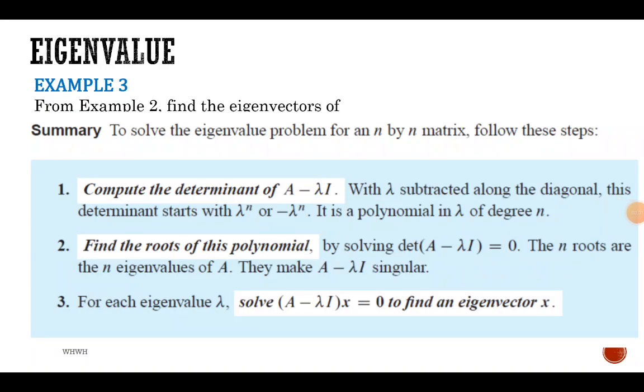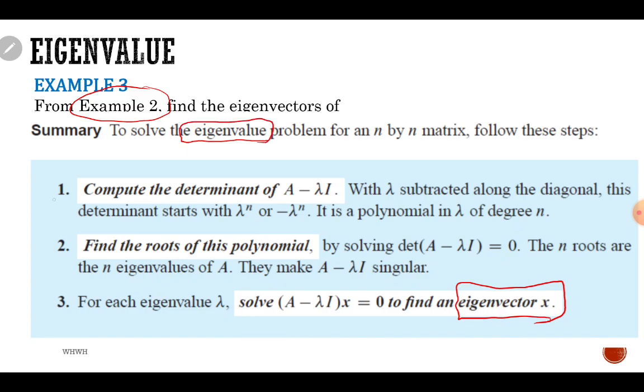Okay, so now we come to the third part of today's synchronous lecture, third part of the video. Jadi, as I said in example 3, in our last video, sekarang ni kita nak cari eigenvector. Okay, we want to find the eigenvector because from example 2, we have found the eigenvalue.